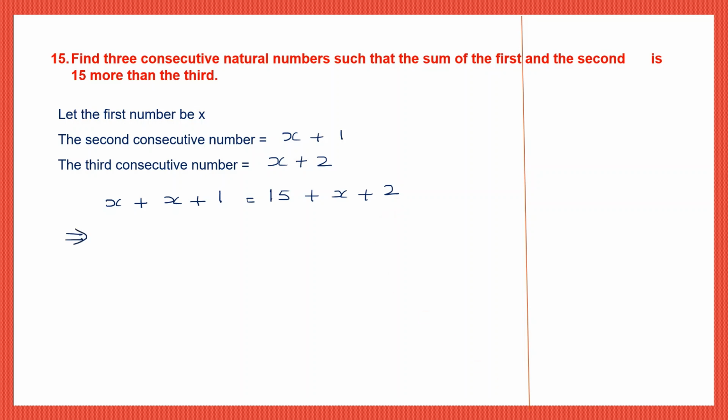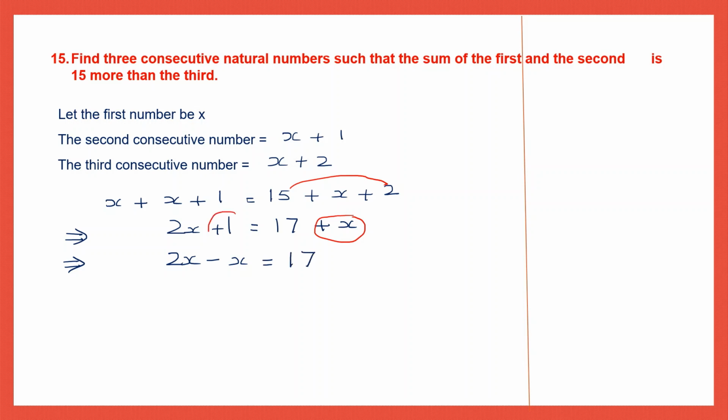So here x plus x is 2x plus 1. Here we have 15 and 2 whole numbers. So 15 plus 2 is 17, plus x. Now we have x on the left hand side and the right hand side. So let's bring them together. So here I have 2x. Now I'm going to transpose this plus x from the right hand side to the left. So it becomes minus x. On the right hand side I already have 17.